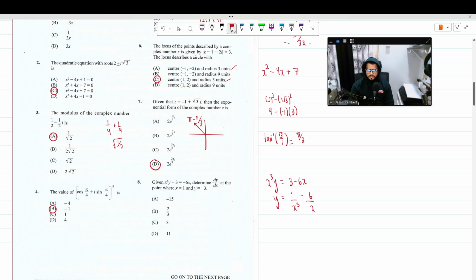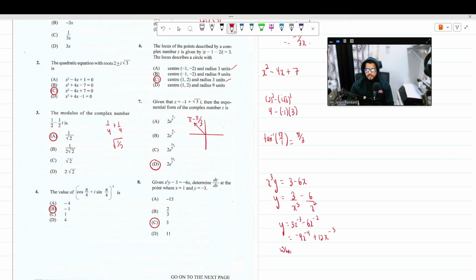I'll cancel with the x cubed one time. Why put x over x cubed? 6 over x squared. When I differentiate, y will become 3x to the minus 3 minus 6x to the minus 2. Differentiate, I'll get minus 9x to the minus 4 plus 12x to the minus 3. When x is 1, I don't care what the powers are, I'm going to get 1. So minus 9 plus 12 is going to give me 3. So the answer here is 3.